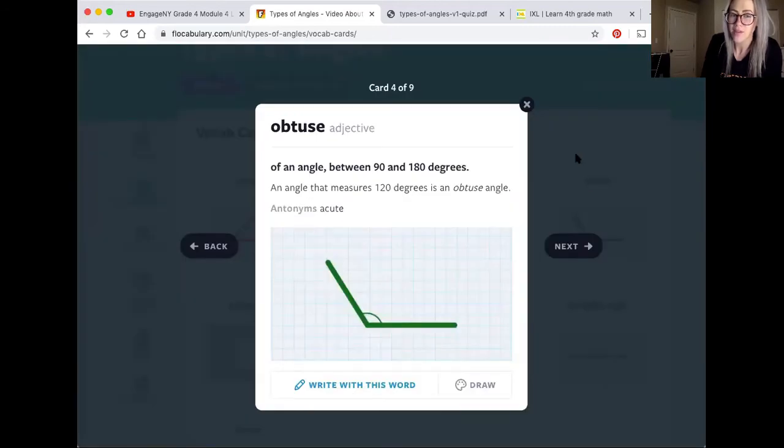Obtuse. Obtuse means of an angle between 90 and 180 degrees. Now, it has to be more than 90 degrees, because a 90 degree angle we know is a right angle. So if it's a 91 degree angle, it's obtuse because it's more than 90 degrees. And it can go all the way over. So let's say this is our right angle. It keeps going all the way over. It's obtuse. And once it hits here, it becomes what we call a straight angle, which we'll see later.